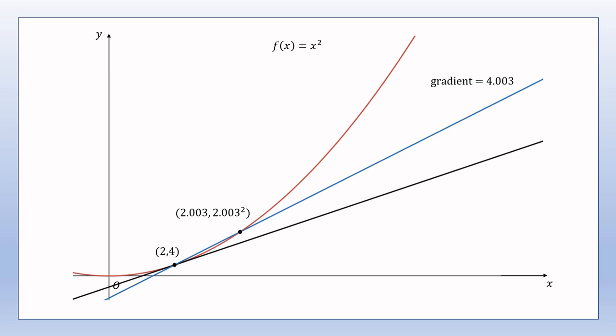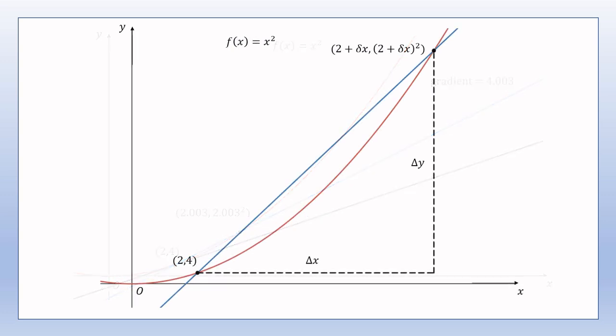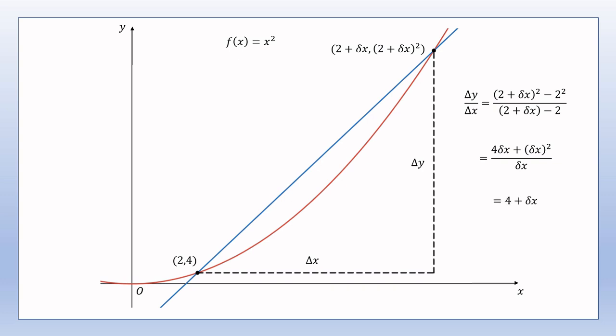So let's stick with the point (2, 4) on our graph, and now choose another point which is some finite distance away from it, but still a point on the graph. The coordinates of this new point will be (2 plus delta x, (2 plus delta x) squared). And I can again draw a line through these 2 points and find an expression for the gradient. This expression is (2 plus delta x) squared minus 2 squared over 2 plus delta x minus 2, which simplifies to 4 delta x plus delta x squared over delta x, and finally 4 plus delta x.